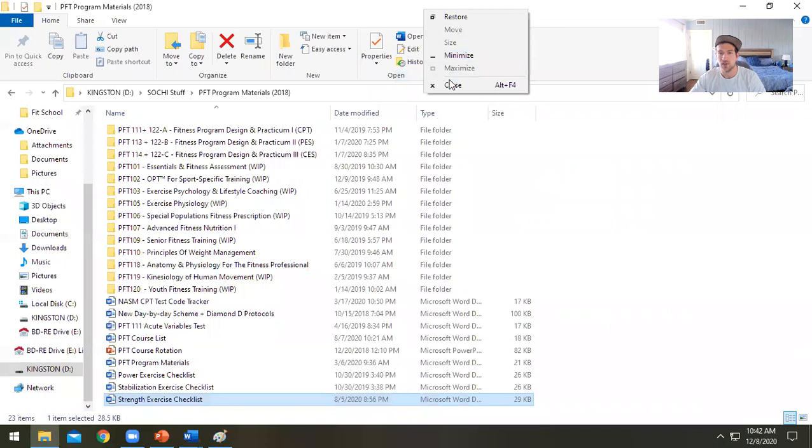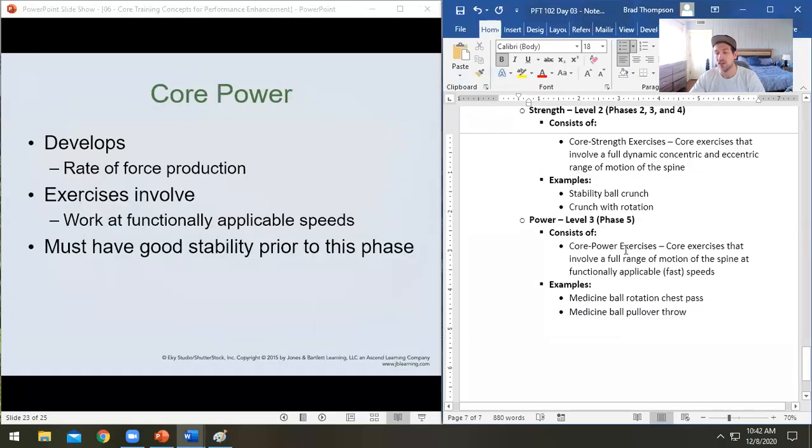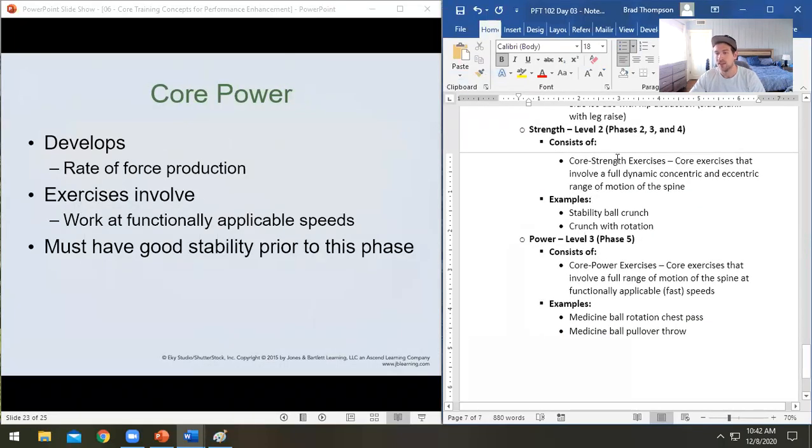And lastly, if our client's in the power level, so how do we define that, right? What makes something a core exercise? Again, movement of the spine.